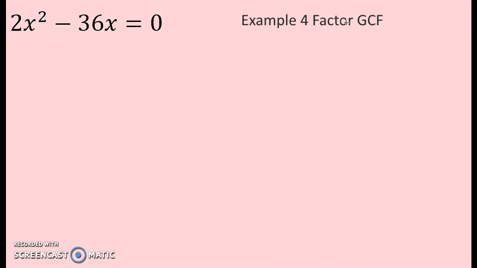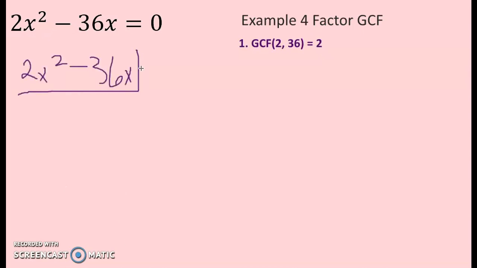Example 4, factor the greatest common factor. So first you want to find the GCF of the two numbers, 2 and 36. The greatest common factor of 2 and 36 is 2. So we're going to factor out the 2.